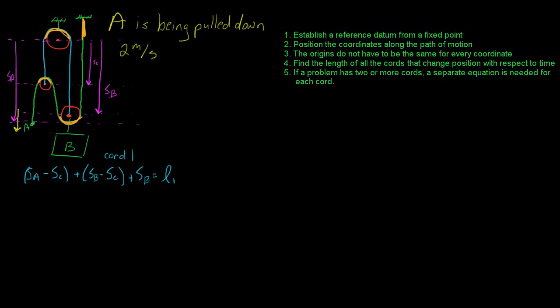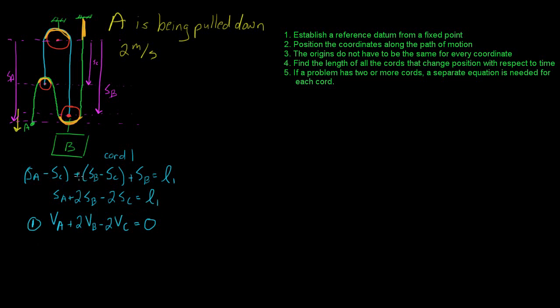And we can simplify this equation a bit. We get SA plus 2SB minus 2SC is equal to L1. And when we differentiate with respect to time to get the velocity, we get VA plus 2VB minus 2VC is equal to 0. We get a 0 because L1 is a constant and the derivative of a constant is 0. So this is our first equation right here.